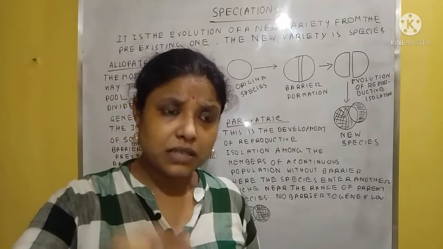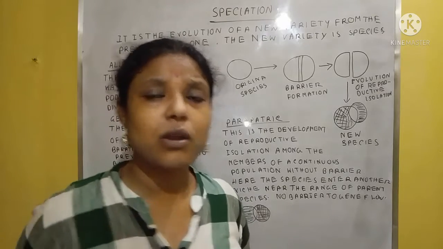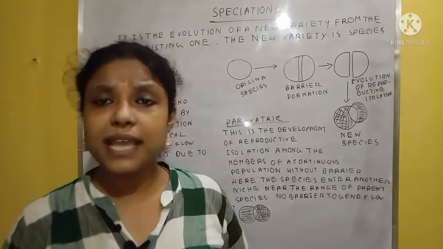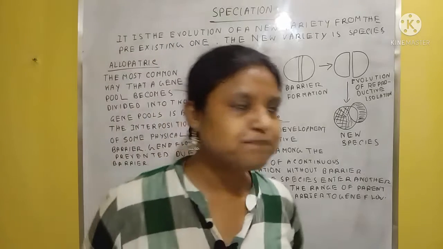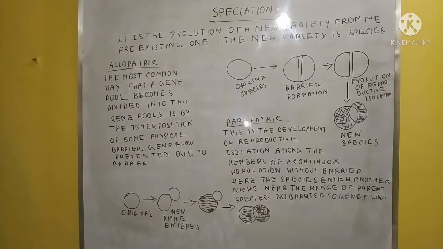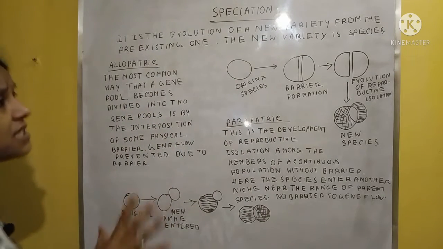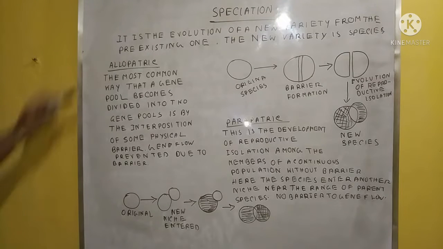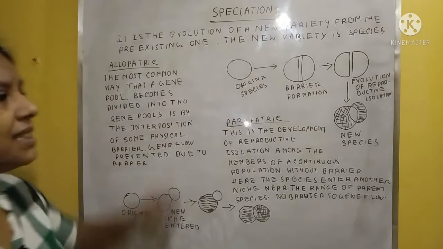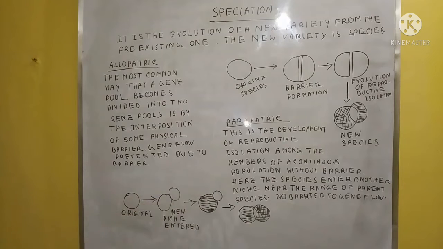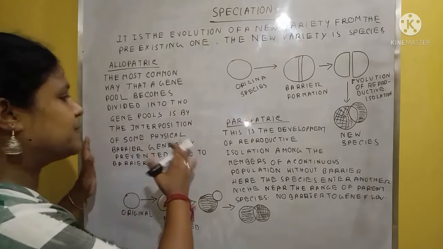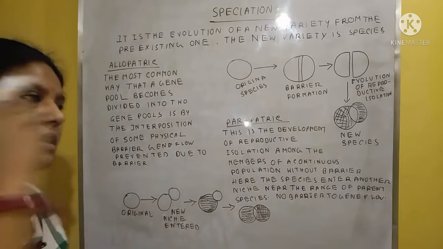And the new individuals are new species. Clear? So now the types of speciation we see here. This is the allopatric, parapatric, and the sympatric. I'll just explain about this, and then I'll explain the sympatric.